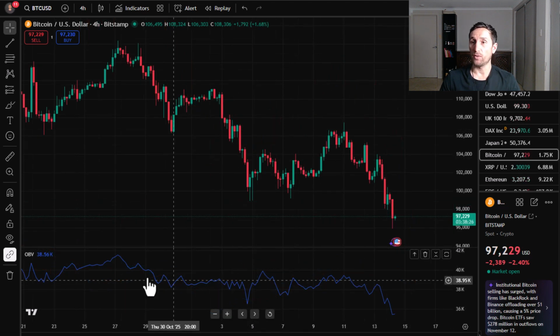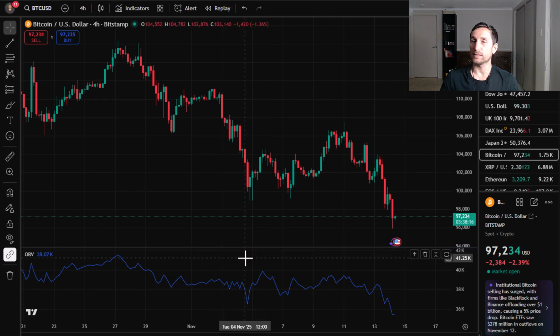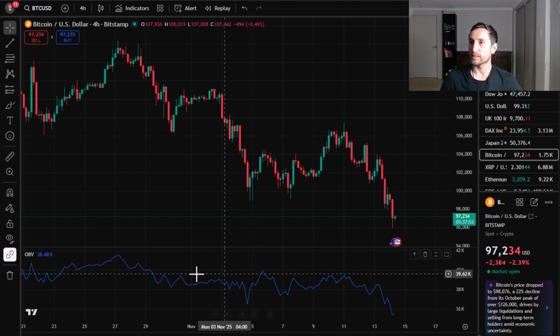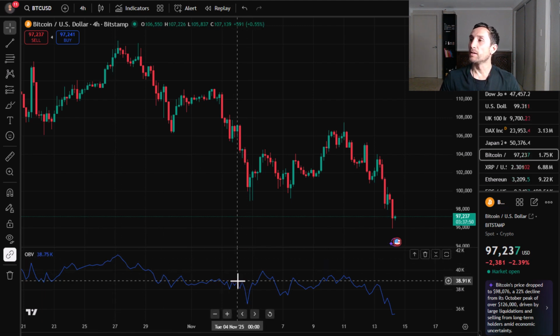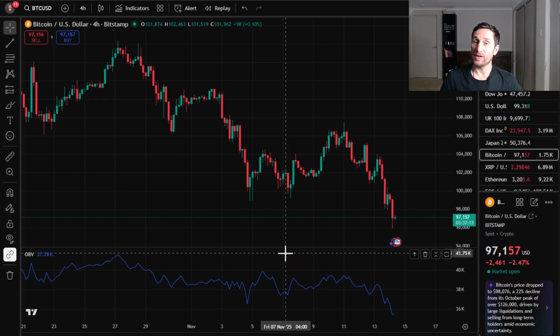Number 4 is OBV, on balance volume. Volume is extremely important because it shows what big money is doing. OBV tracks cumulative buying and selling pressure. Price up with volume up makes OBV rise, up here, for example. Price up with volume down means the move is weak, and price down with volume up can mean distribution or whales selling.